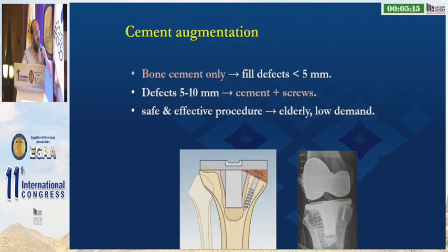Cement augmentation, bone cement only. You can fill the defects up to 5 millimeters, and it's a great dimension after you have done your cut. If the defects are from 5 to 10 millimeters, you can augment your cement with screws, and this is very safe and effective, especially in elderly, low-demand patients.